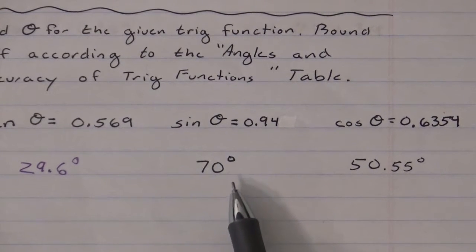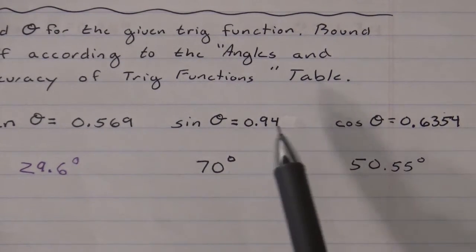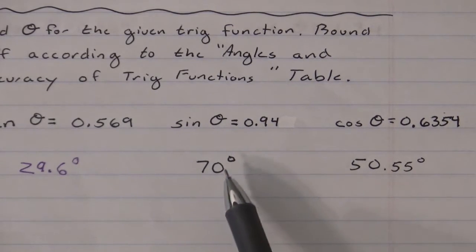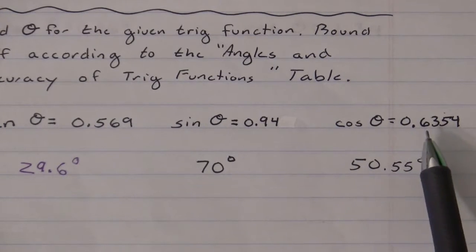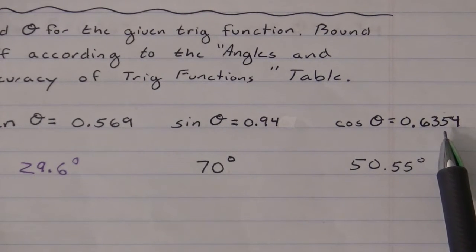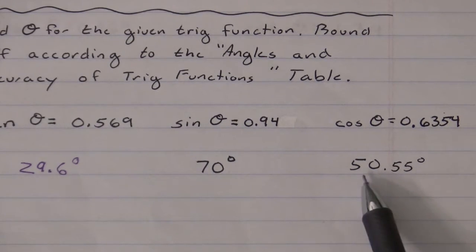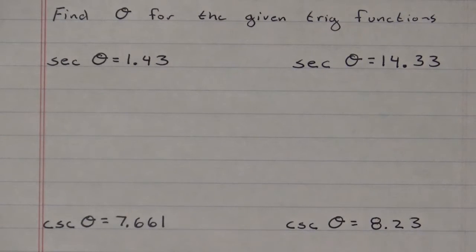So what you should have got for the first one was 70 degrees, and the reason why is since this only had two significant digits, you had to round this to the nearest whole degree. This one had 1, 2, 3, 4 significant digits, so your answer will have to be to the nearest hundredth, so it's going to be 50.55.